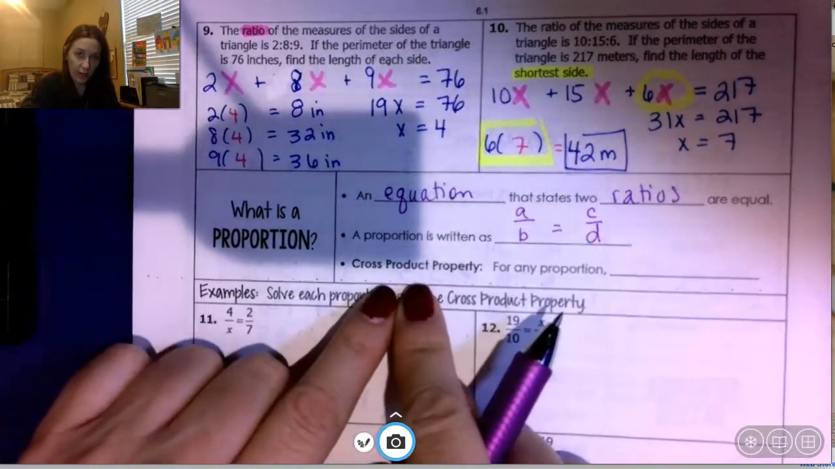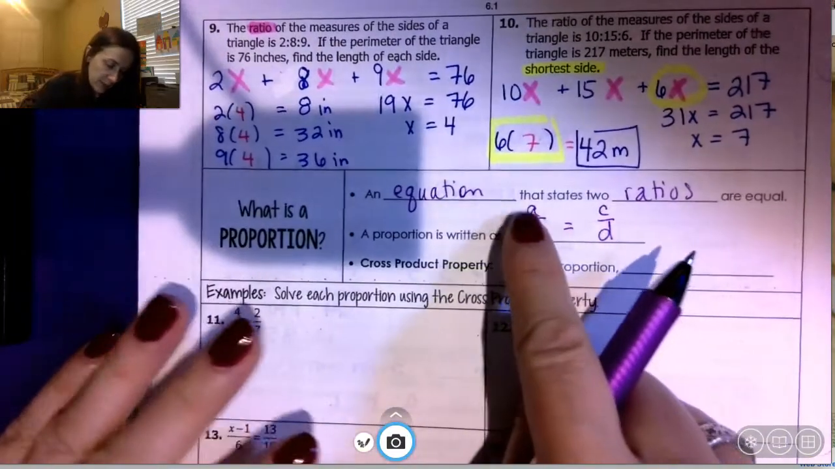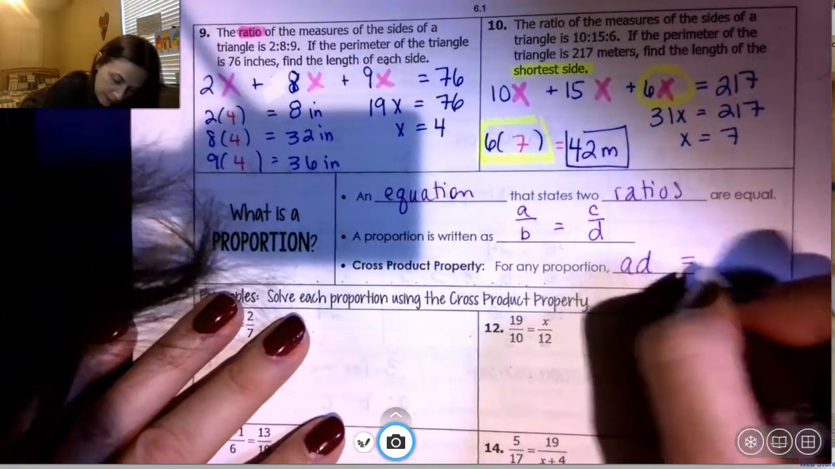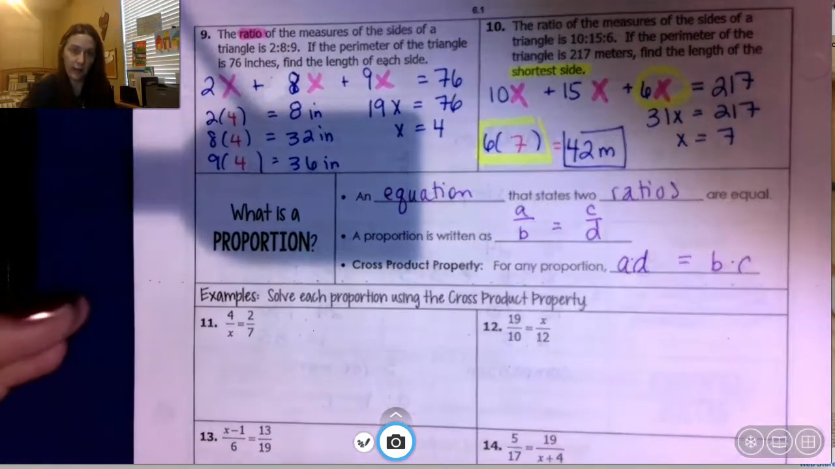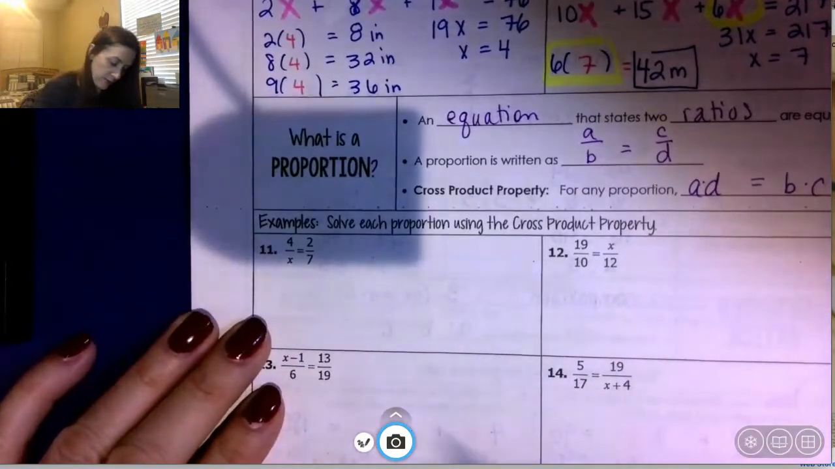You can always do a cross product of this, which most of you are probably familiar with. You cross multiply. So I'm going to do A times D equals B times C. So you multiply across and you can solve it that way. So go ahead and solve some of these. I'm going to do 11 with you.